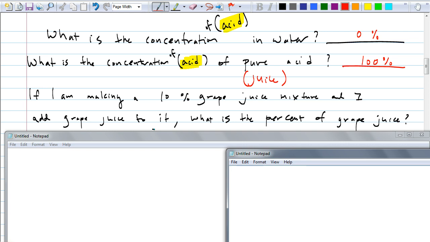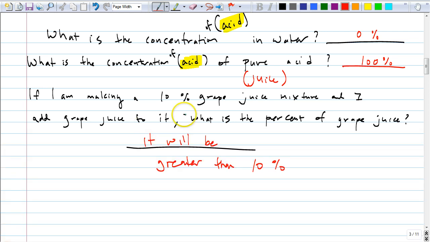What can you tell me about this percentage of this grape juice? The only thing you could say is, Emily? More than 10%. Yeah, that's all you could say. It'll be greater than 10%. Right? Okay, you can't really say much other than it'll be greater than 10%, would you not?